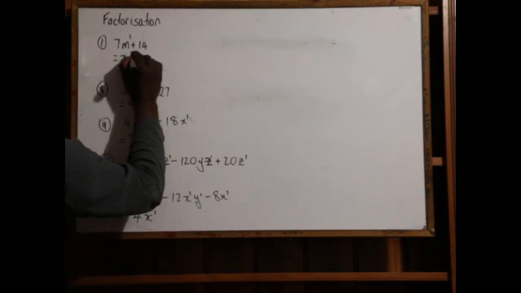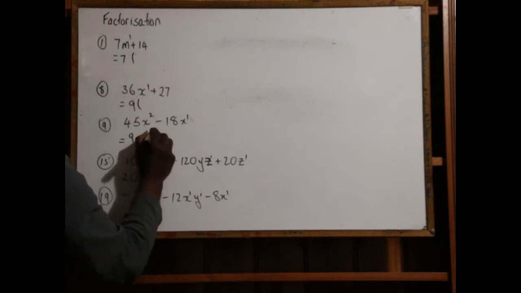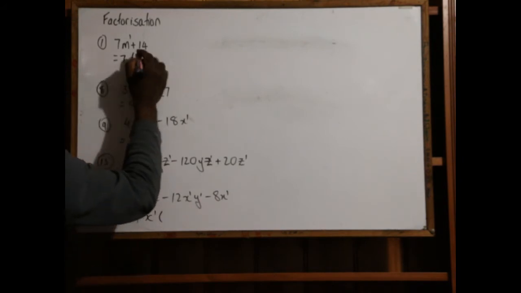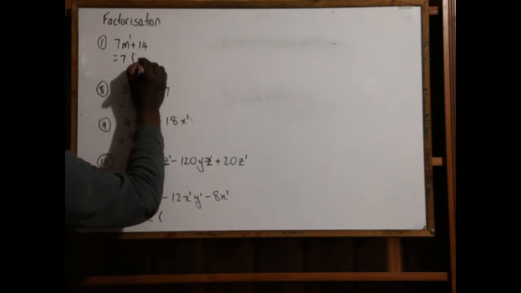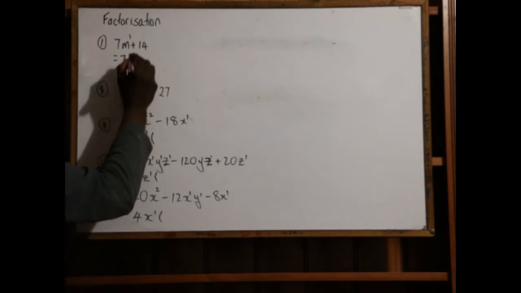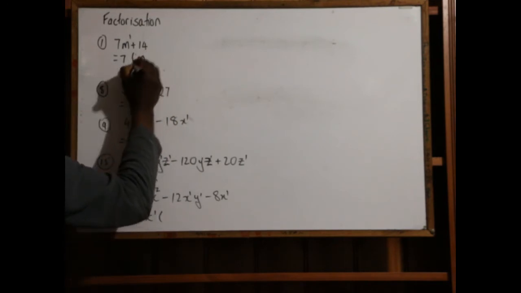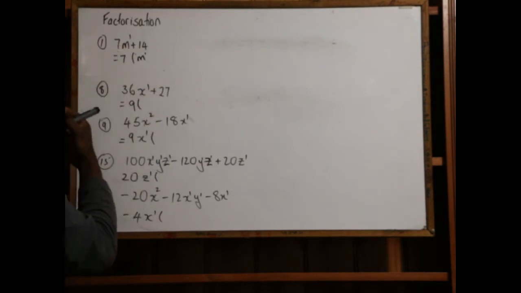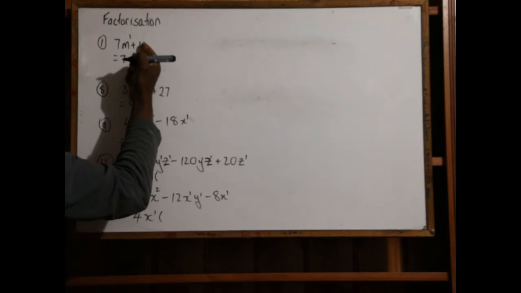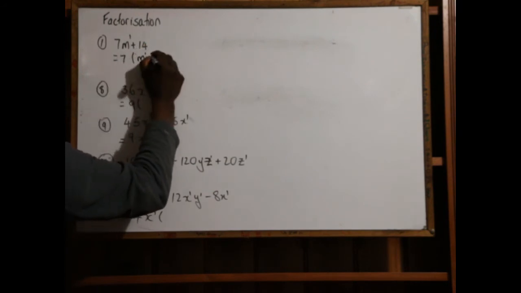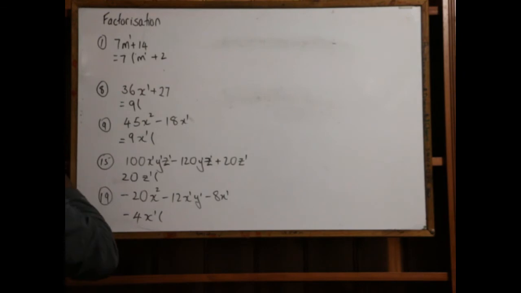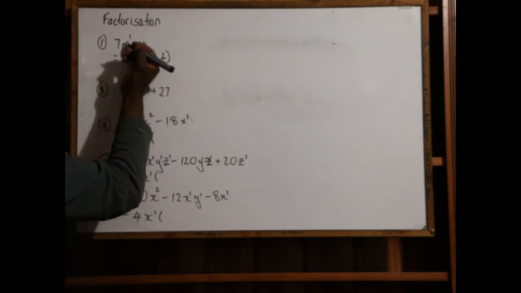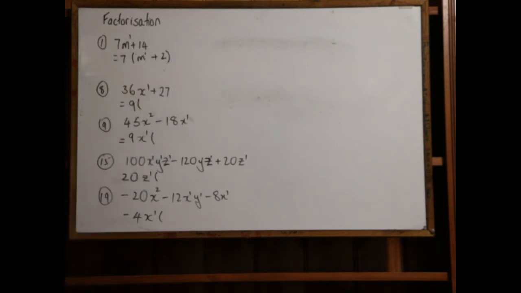Next step, put an open bracket. Now you have to work out what will go into here and here. Over here goes M1. 7 times M1 is M1. We know that's correct. Next step, go 14 divided by 7 is 2. Close brackets. Check our answer. 7 times M is 7M. 7 times 2 is 14.